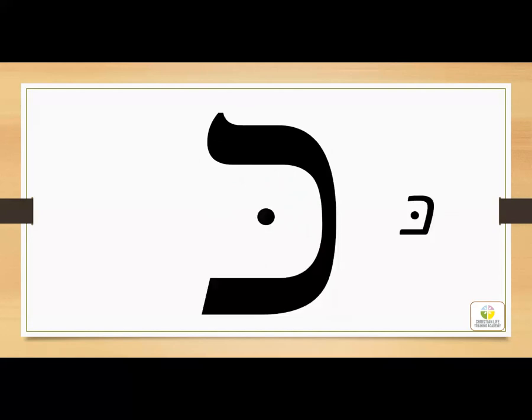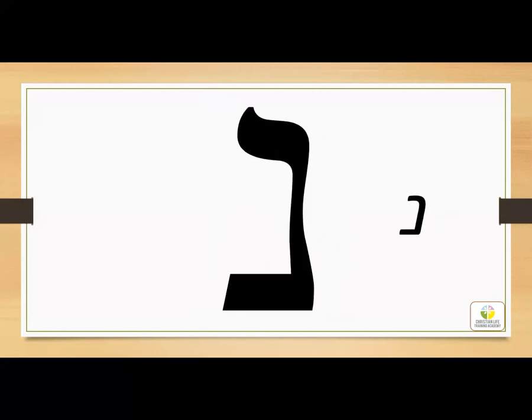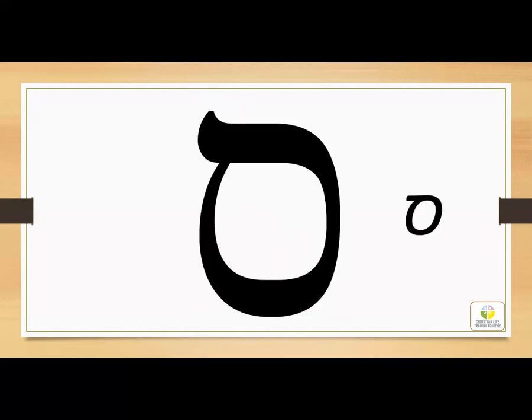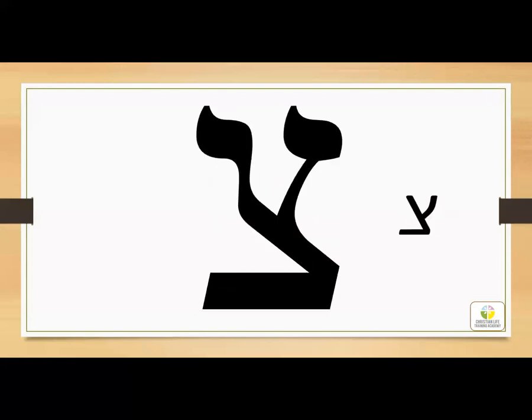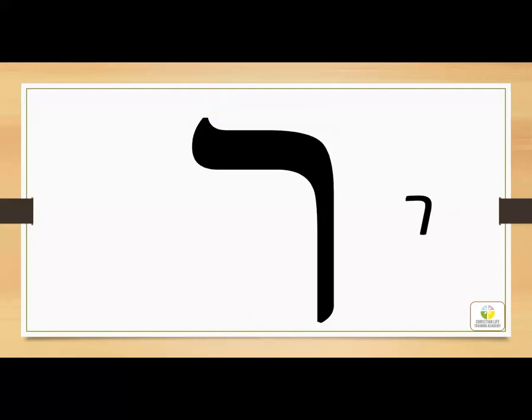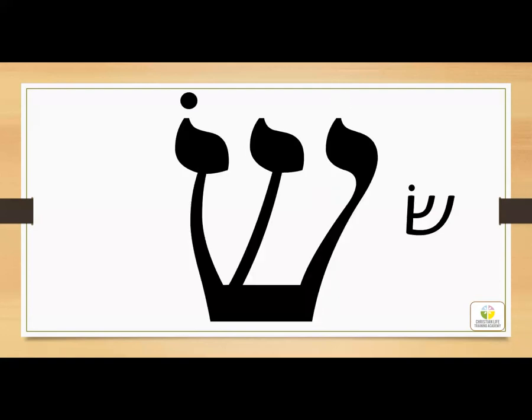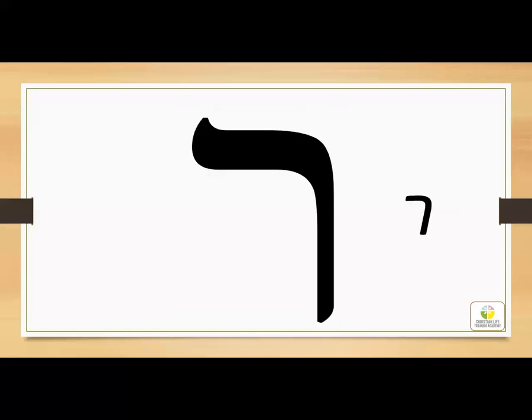Yud, Kaf, Chaf, Lamed, Mem, Nun, Samech, Ayin, Pei. I don't know if you can hear my daughter. Sorry. Pei, Fei, Tzadi, Kof. Resh is round. Shin. Sin is never right. And Tav. Very nice. Very nice. Okay.